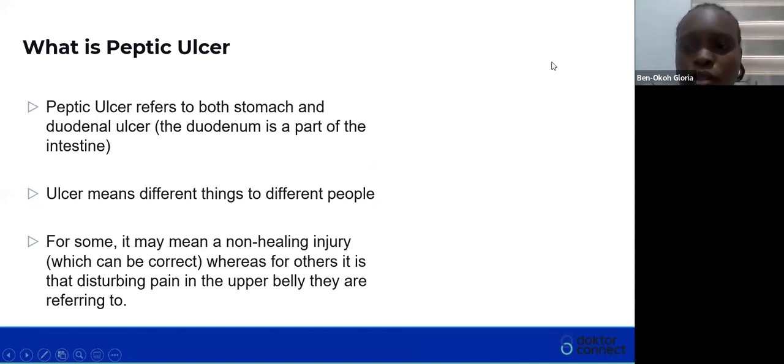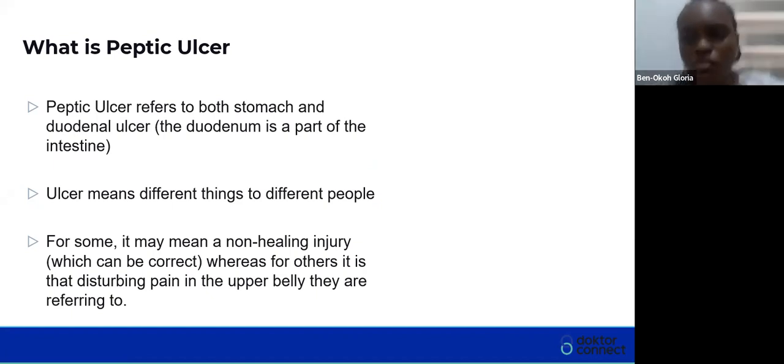And so as a way of introduction, what exactly is this peptic ulcer that we all hear? Peptic ulcer refers to ulcers affecting both the stomach and the duodenum. I know that this is like a medical jargon, but I'll try my best to simplify it as I can.